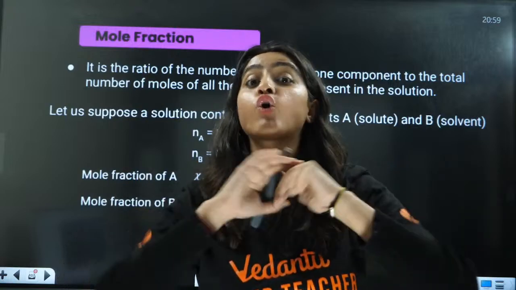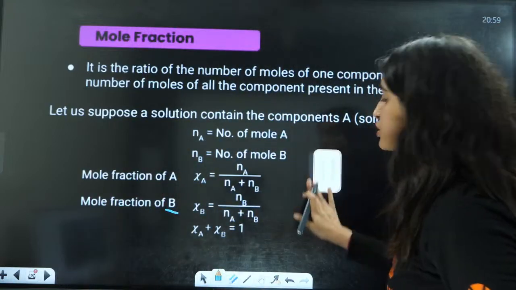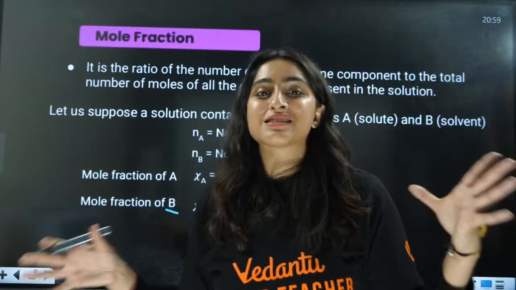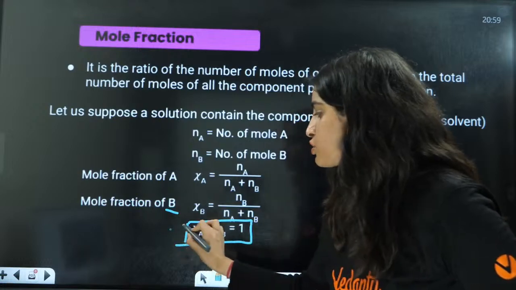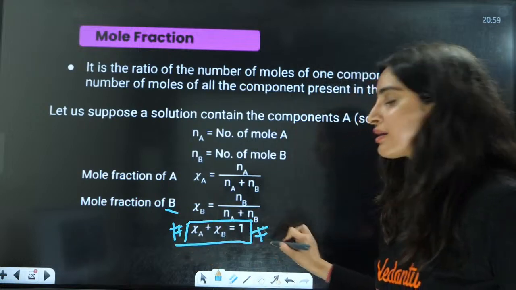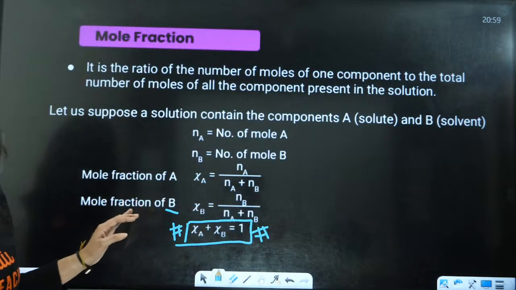In the denominator, we have the total number of moles here. And always, the sum of the mole fractions of all the components present in the mixture is equal to unity, right? That is always equal to unity. You will use all this in your solution chapter, okay?